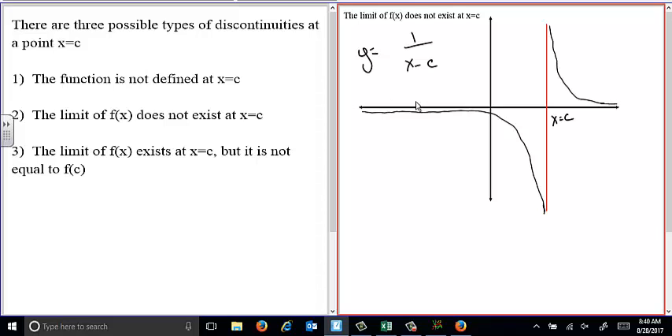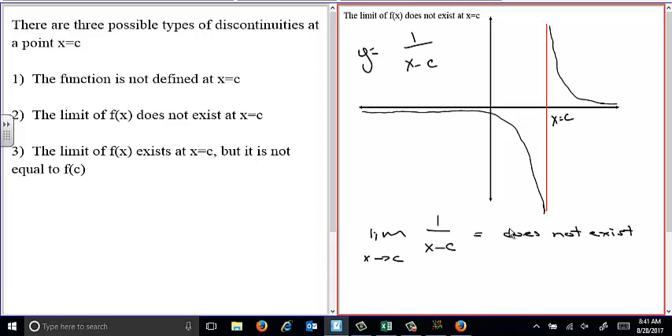If you have the function y equals 1 over x minus c, and I asked you to find the limit as x approaches c of 1 over x minus c, we'd say it does not exist.